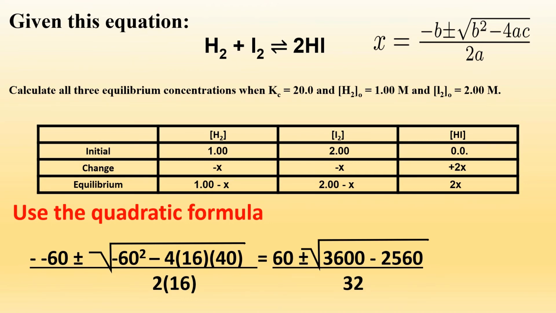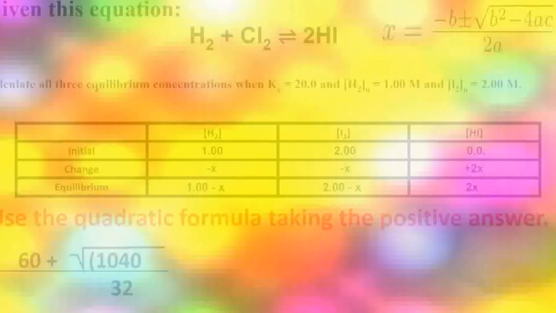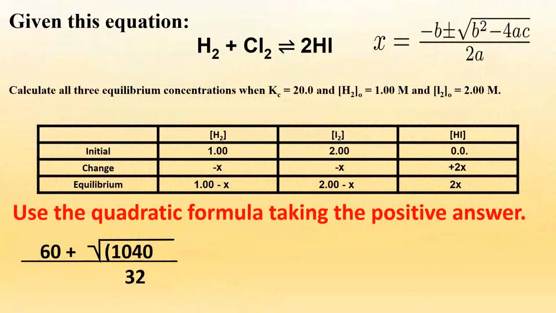And that is 60 plus or minus the square root of 3,600 minus 2,560, divided by 32. Taking the positive answer yields 60 plus the square root of 1,040 divided by 32. This is equal to 60 plus 32.24 divided by 32.